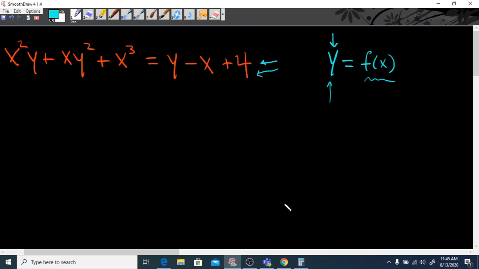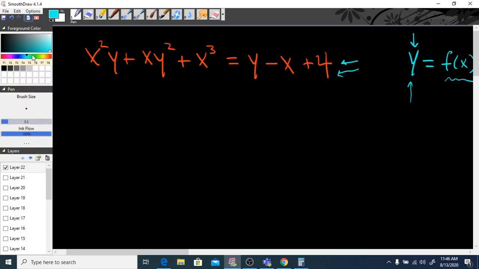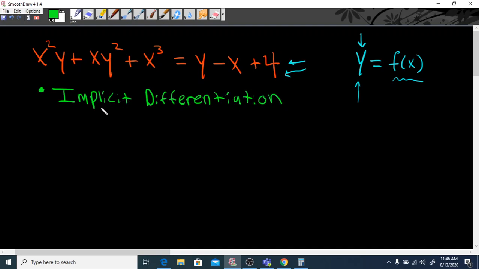However, in this particular example, I can guarantee that you will not be able to do that. And when you're not able to do that, and you still have to find a derivative, then we use the technique of what's called implicit differentiation. Okay. So let me write that down. Implicit differentiation. Awesome.